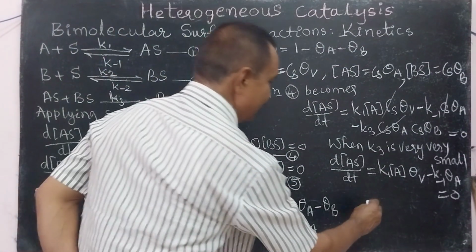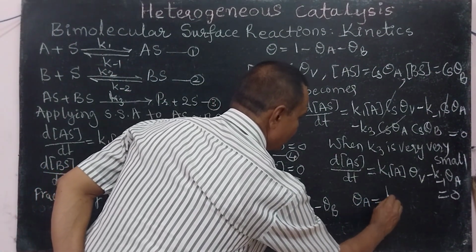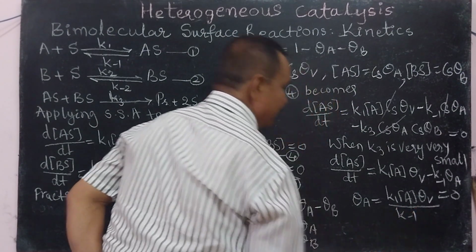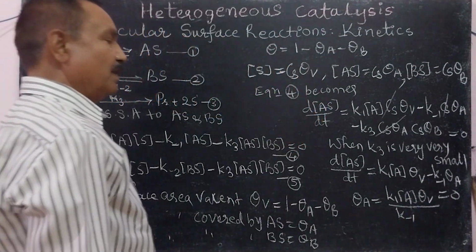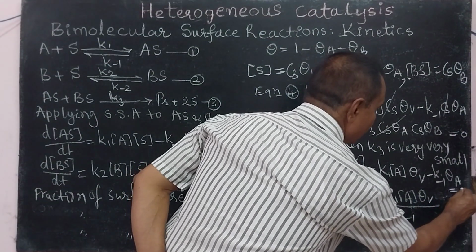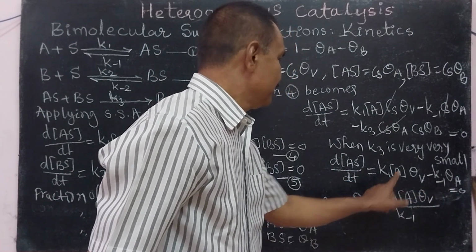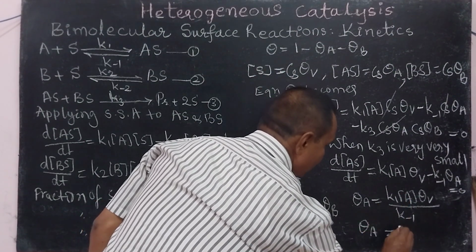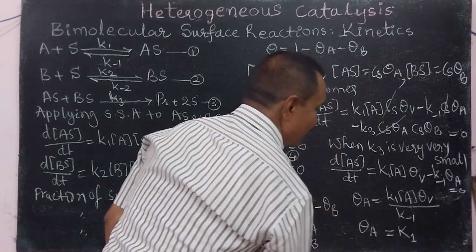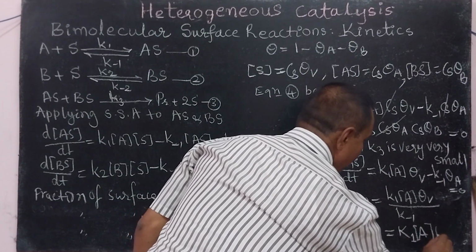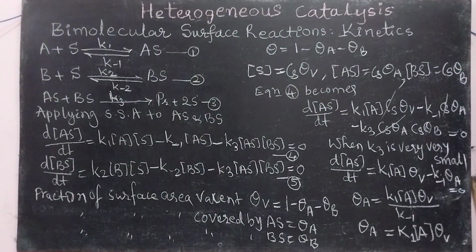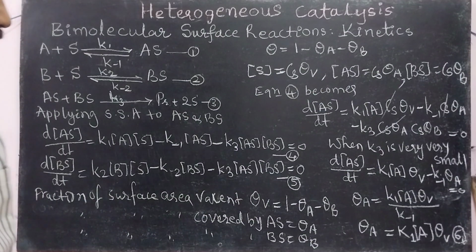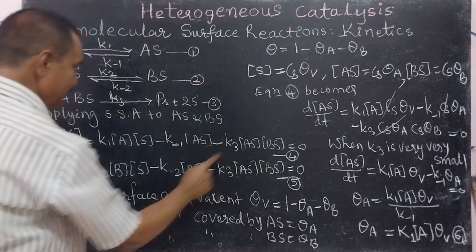Thus we can rearrange this, that is theta A equal to K1 A into theta V divided by K minus 1. Okay, and it is equal to 0, we can rearrange that theta A equal to this divided by this. Thus we can rewrite this, that is theta A equal to, we can substitute K1 divided by K minus 1 by capital K1 into A, concentration of A into theta P. Okay, that is equation 5, and suppose this is equation 6. Now, similarly, we can substitute the values of this in this equation.